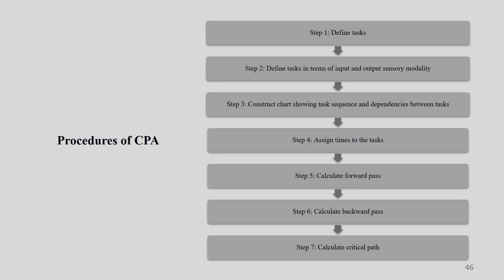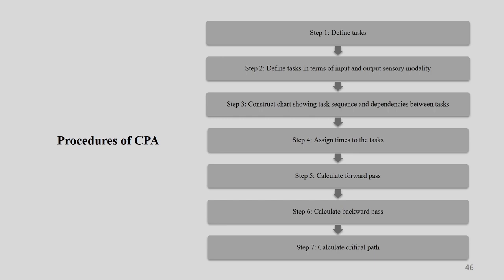After that, defining the task in terms of input and output, the sensory modalities. Like in HTA, hierarchical task analysis, we start with the input. What are the inputs available for that particular job, and at the end of the process what am I going to get? If the starting point and end point are fixed, then we can actually define this particular task.